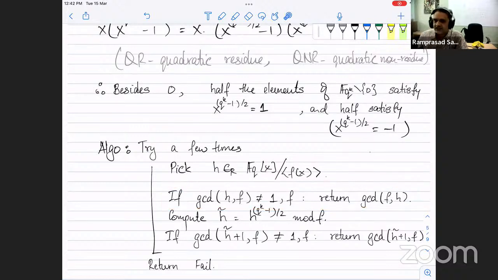Now let's assume that didn't happen. We didn't get a GCD. In that case, what we are going to do is compute h to the power (q^k minus 1) by 2, mod f. Then we return the GCD of h tilde plus 1 with f. I'm hoping that this entire block succeeds. If it doesn't, I will try a few times, and I'm hoping that very quickly it will succeed. So is the algorithm clear as to what we are doing?